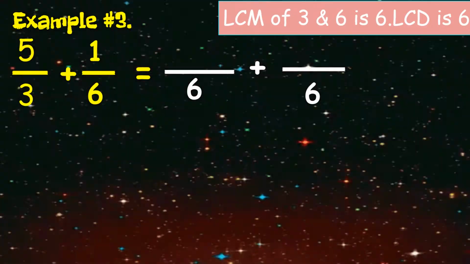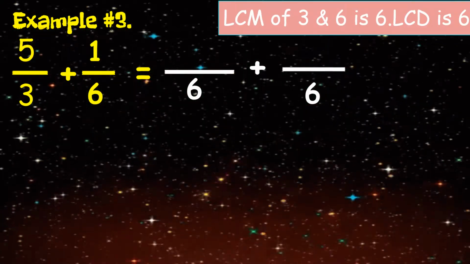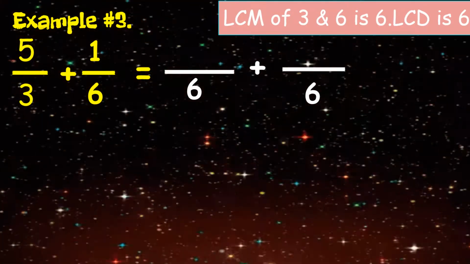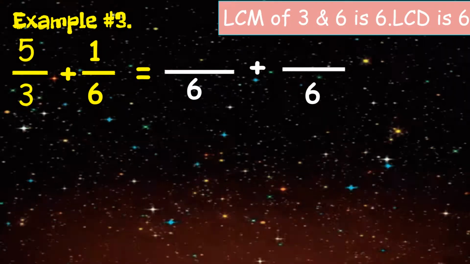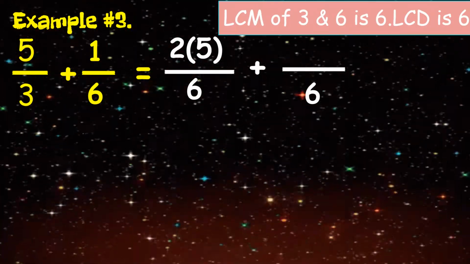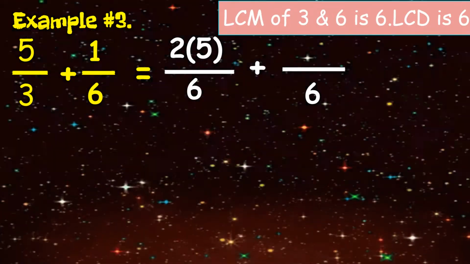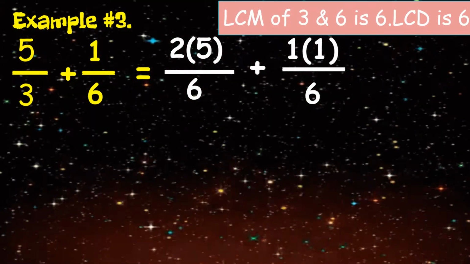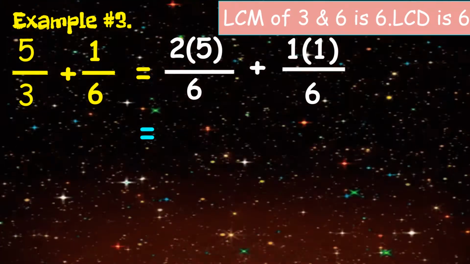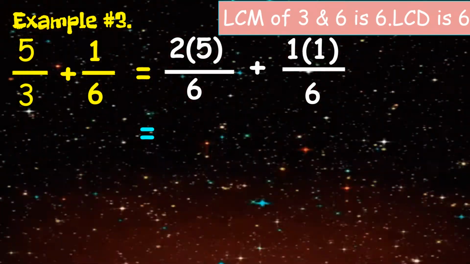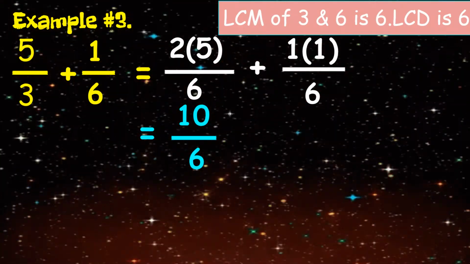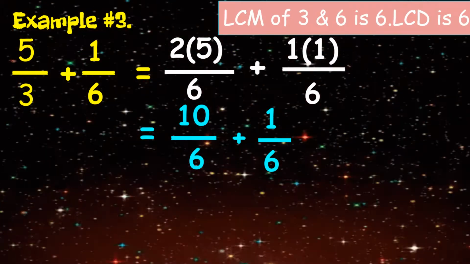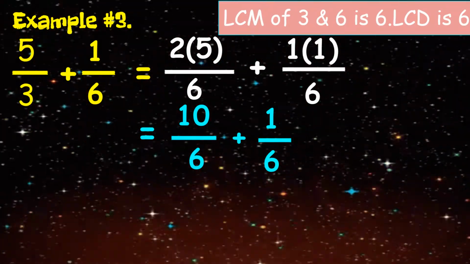Then, divide it by both of the denominators. 6 divided by the first denominator, which is 3, is equal to 2. Multiply it by the numerator, which is 5. How about on the other side? 6 divided by 6 is 1. Multiply it by the numerator, which is 1. Then, perform. 2 times 5 is 10. 1 times 1 is 1. Then copy the denominator. So we have here similar fractions already.